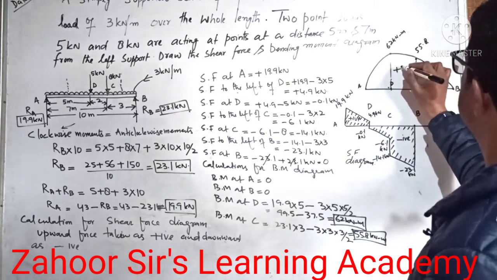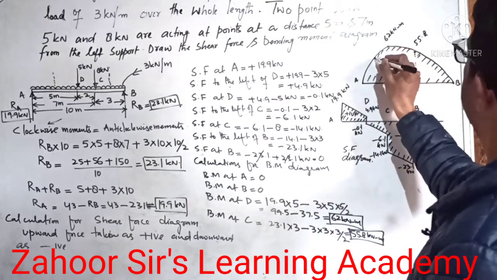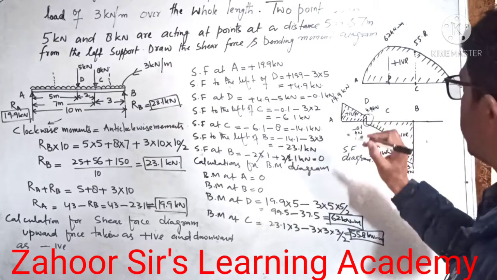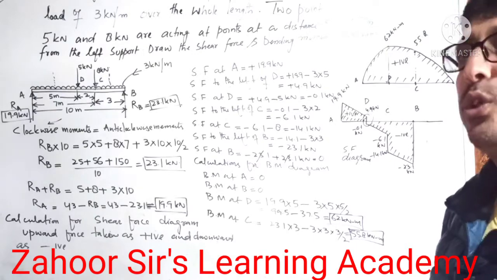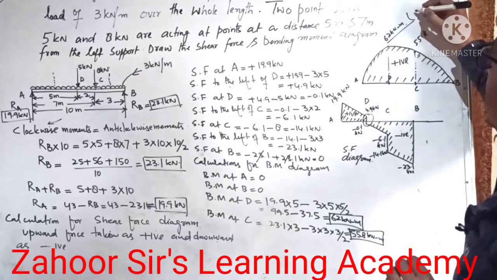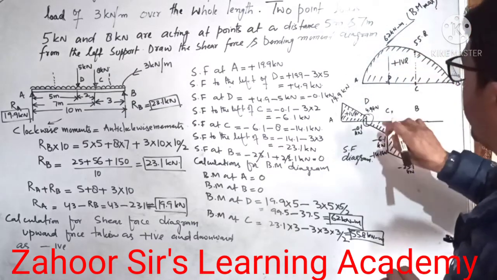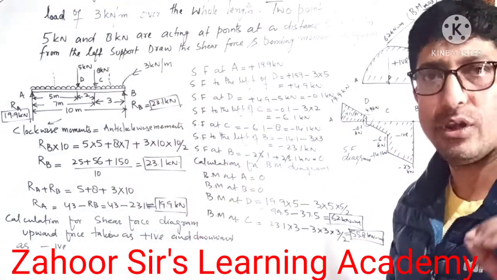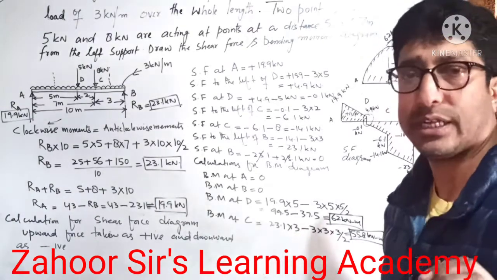So this is the positive BM diagram. You can see very clearly that SF has changed sign at point D, where the SF changed its sign from positive to negative. That is the point where the maximum bending occurs. So this is the BM max. It has been proved that point D in this beam is vulnerable, where the beam can show failure first. So that was the crux of this question.